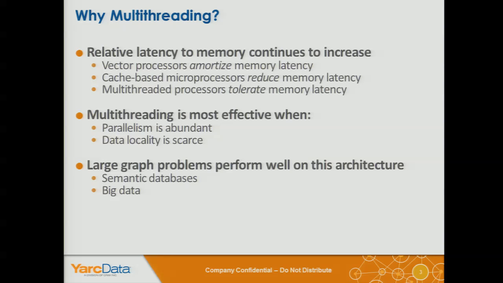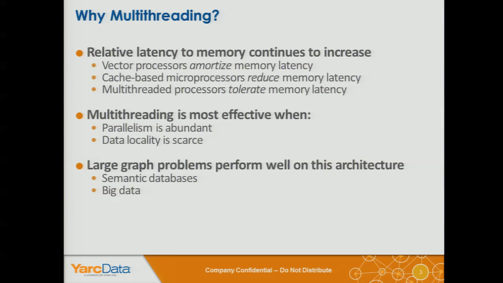Why did we go ahead and invent such a machine? As John mentioned, there's three different approaches that have been used in the past to get around the speed wall between memory latency and processor clock. Vector processors, with amortizing over a very large number of fetches; cache-based, bringing in small sets to reduce memory latency; and finally, the multi-threaded processors tolerate memory latency. I think that is the most sensible approach.